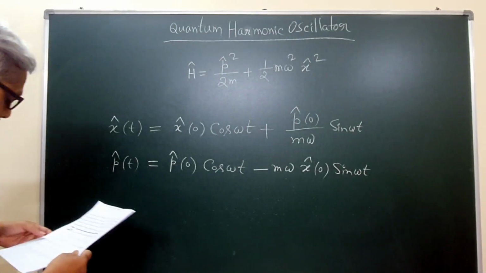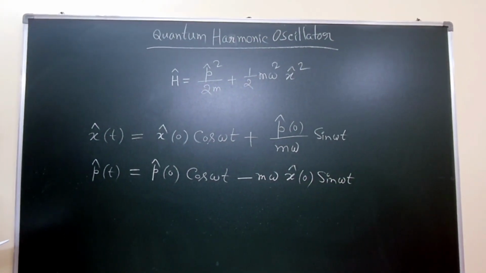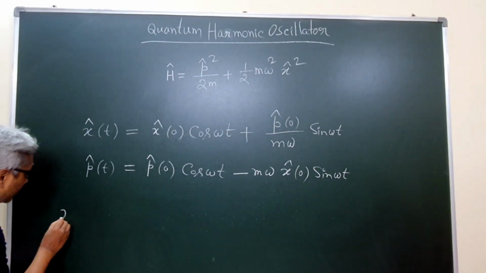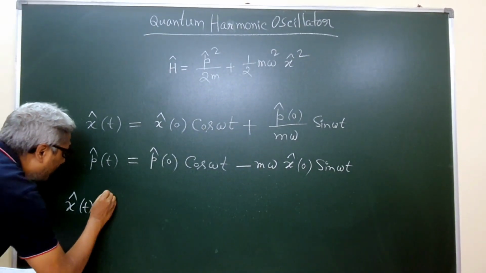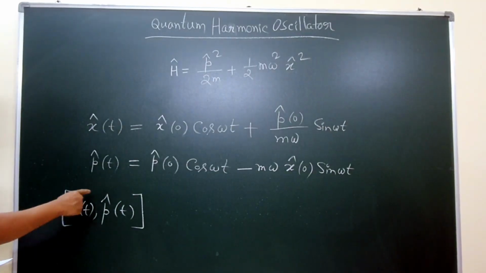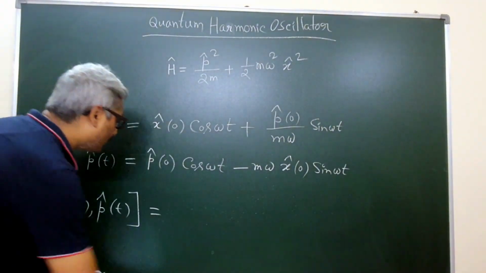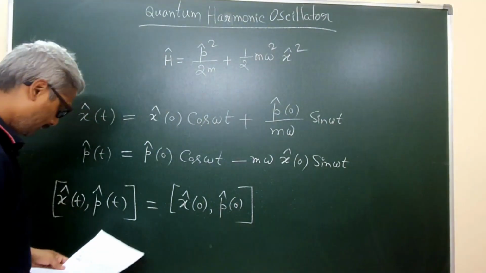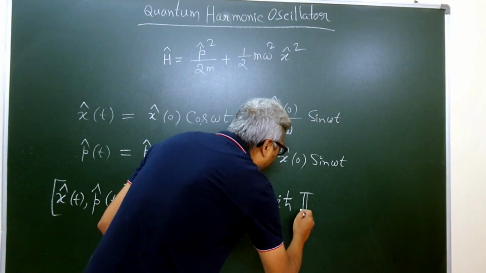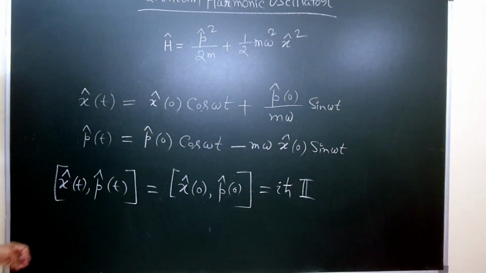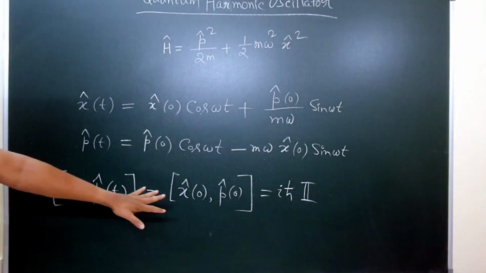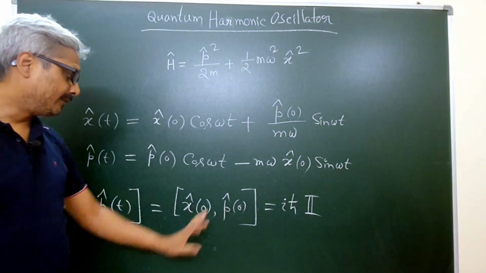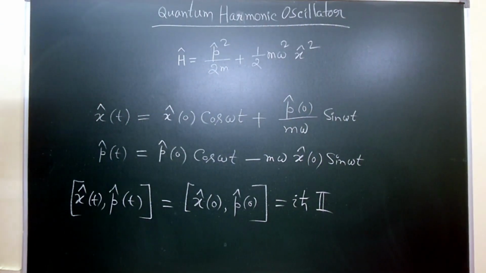And one can easily check the commutator between these two operators x and p at any given time. So one can calculate the commutator between the operators x(t) and p(t), which is xp minus px, that is equal to the commutator of x0 and p0. This commutator is equal to i h bar times the identity. That means the value of this commutator at any given time is conserved. The value of this commutator at time t is equal to the value of the commutator at time t equal to 0, which is i h bar times the identity operator.